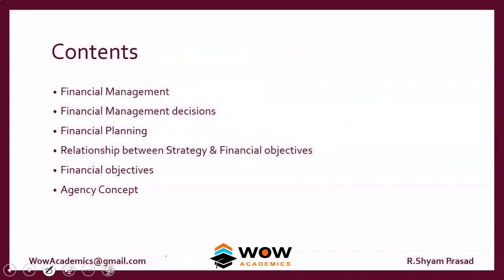So these are the areas that we are going to look at. We'll be looking at what financial management is, what financial management decisions are, what financial planning is, the relationship between strategy and the financial objectives, what the financial objectives are, and the agency concept. These are the things that we look at in this chapter.